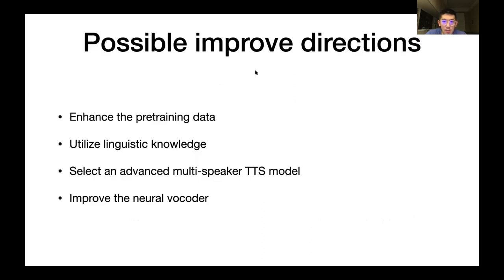So these results show that our system is very competitive. We list some possible improving directions, including more training data, more linguistic knowledge, a better multi-speaker TTS model, and a better neural vocoder. I suggest you look into the paper for more details.